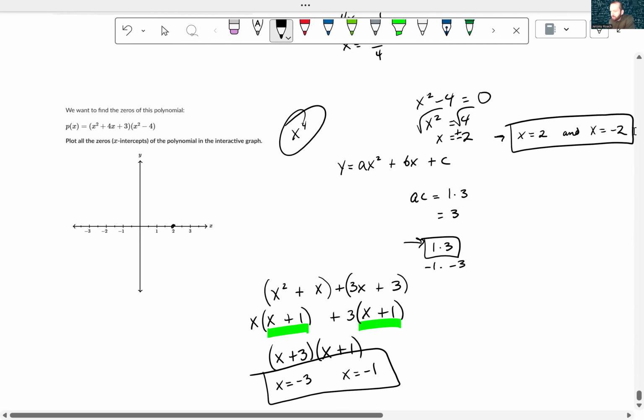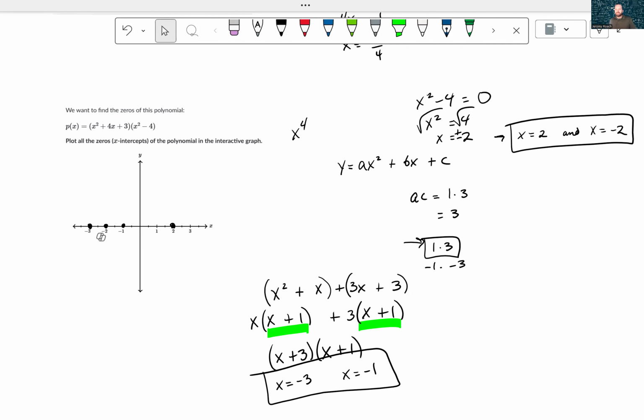Because if we multiply all of this out, it would be x to the fourth, which means our highest degree is a fourth degree, which tells us we should have four answers. So we're going to have 2, -2, -3, and -1. Those are our zeros for this polynomial.